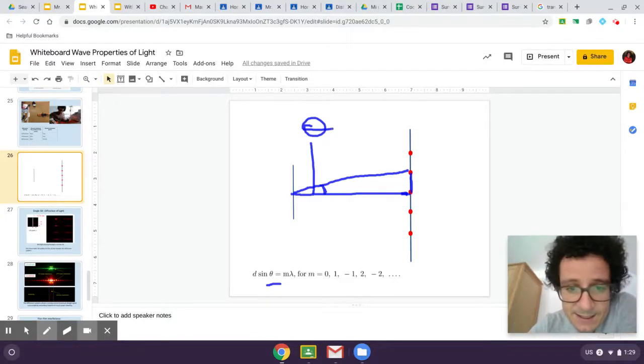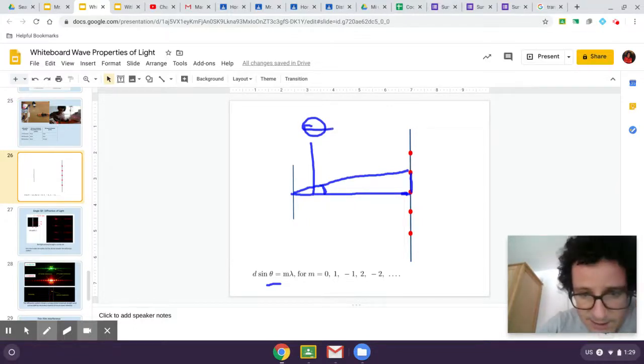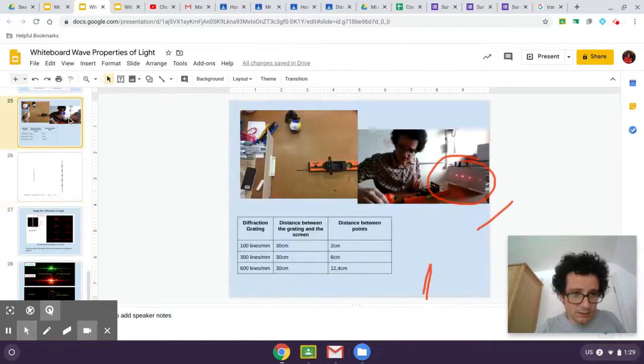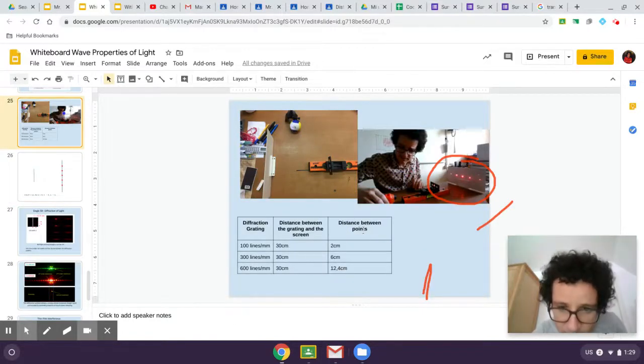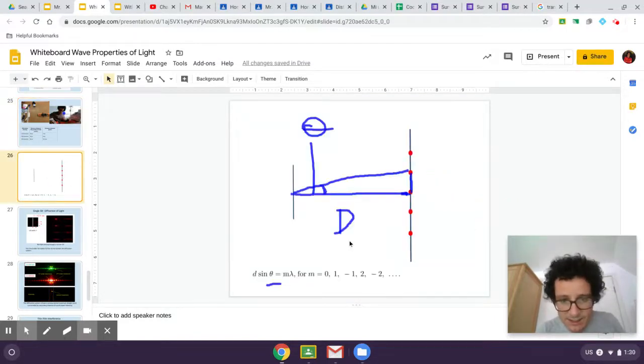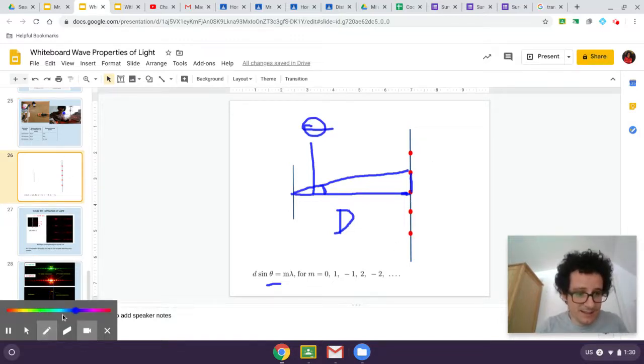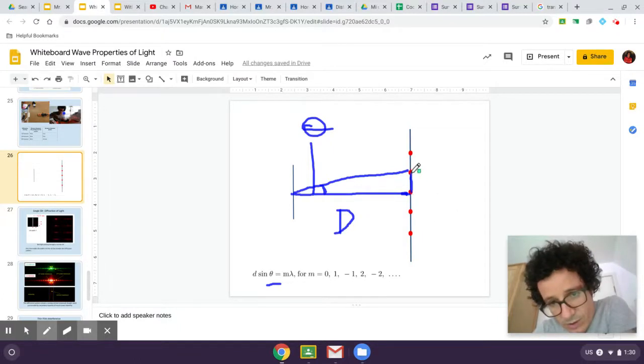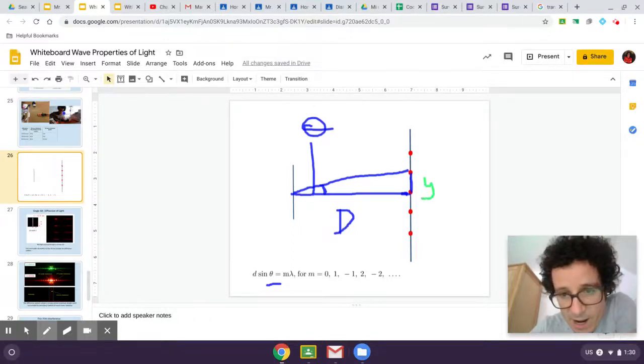What is the distance between the grating and the screen? I think I wrote it as capital D, right? Let's have a look. Oh no, I didn't. The distance between the grating and the screen is 30 centimeters. So that's big D. And the distance between the dot in the center and the first dot is y.